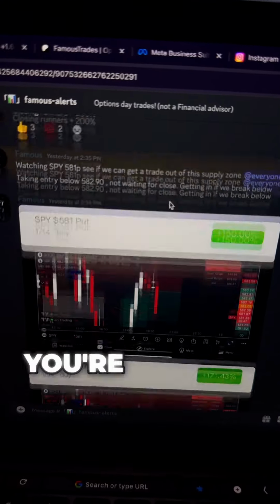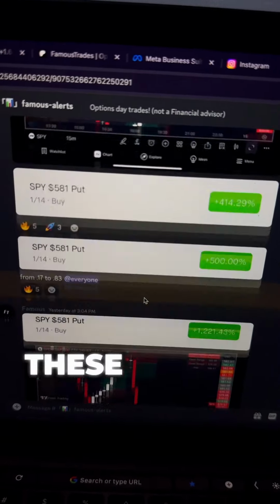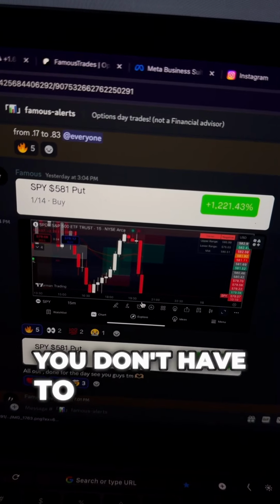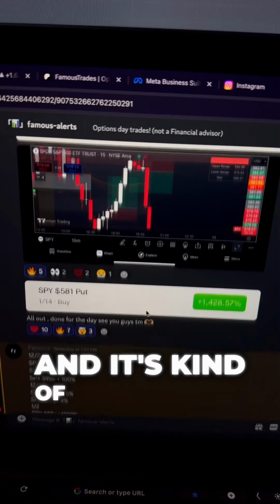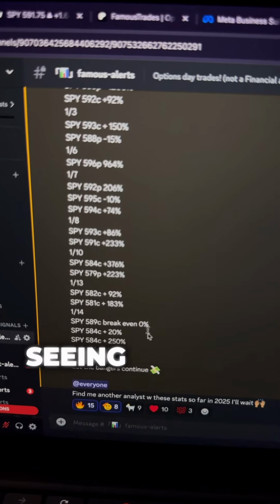I mean, if you know what you're looking for and you're following your rules, these trades are going to set up for you. You don't have to find them. And it's kind of just a matter of waiting for confirmation. And eventually you'll get to the point to where you are seeing results like this.